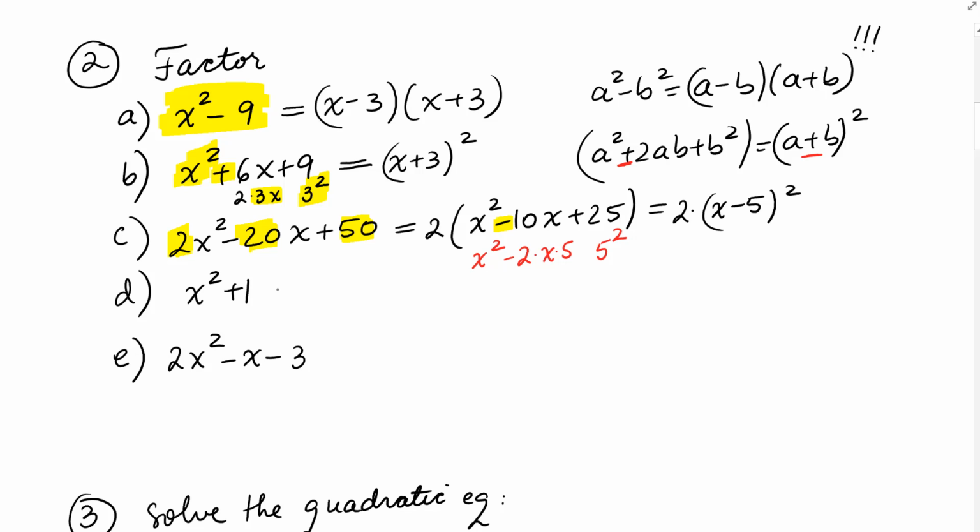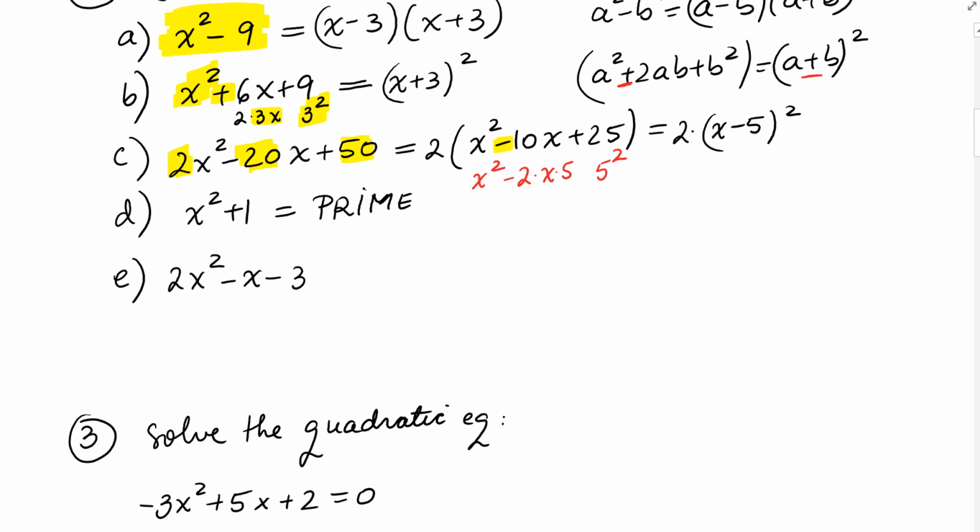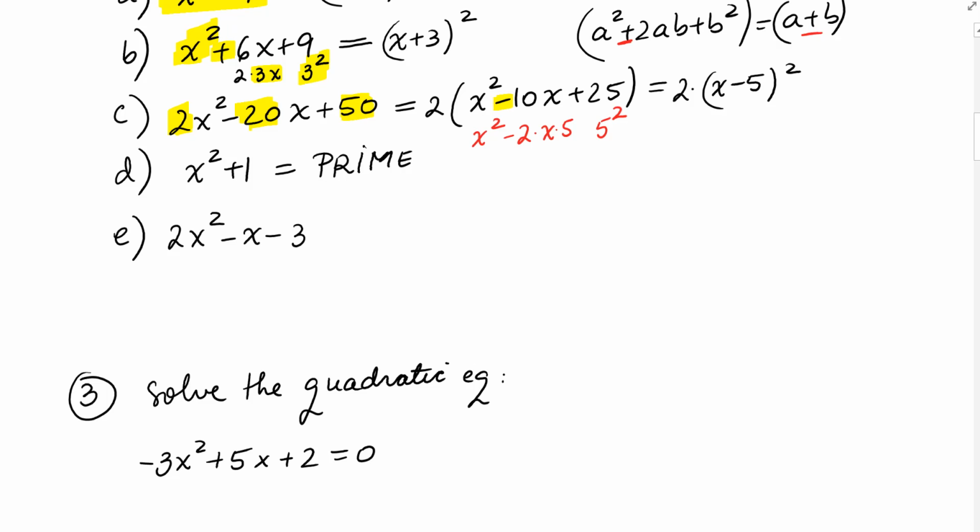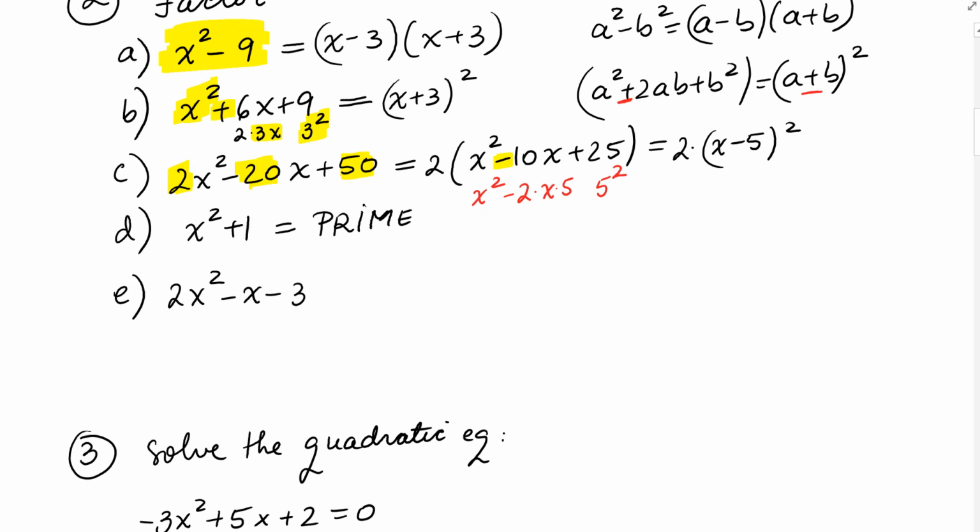Now another interesting problem is x squared plus 1, which many people write as x plus 1 times x minus 1, but it's not. This is prime. We cannot have any real numbers that we can multiply together to get x squared plus 1. The same with x squared plus 4, x squared plus 8, plus 16, whatever. If it's plus in between, it's prime. If it's minus, it is a difference of squares.